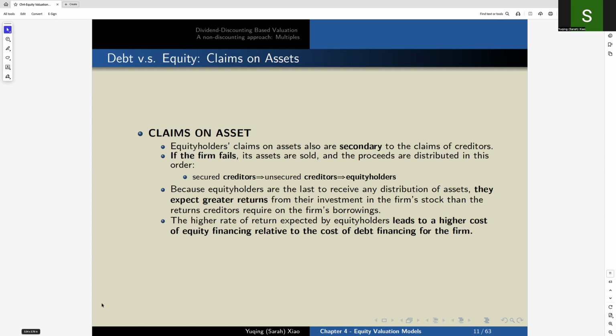Next, let's look at claims on income. Equity holders are residual claimants.